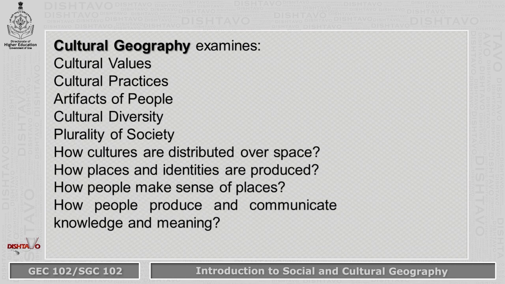Another definition of cultural geography is that it examines cultural values, cultural practices, artifacts of people, cultural diversity, plurality of society, and how cultures are distributed over space, how places and identities are produced, how people produce and communicate knowledge and meaning, and how people make sense of places. This is what cultural geography examines.